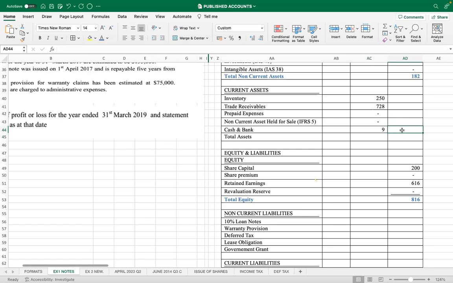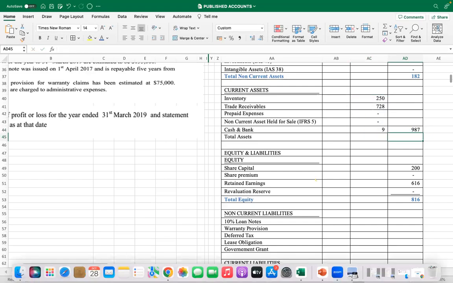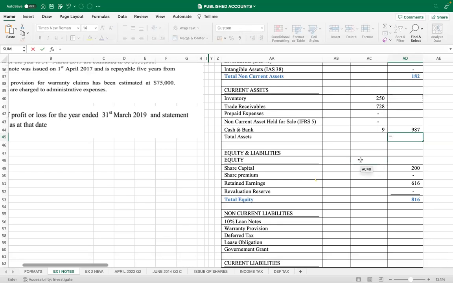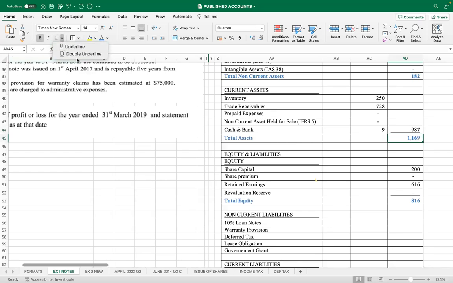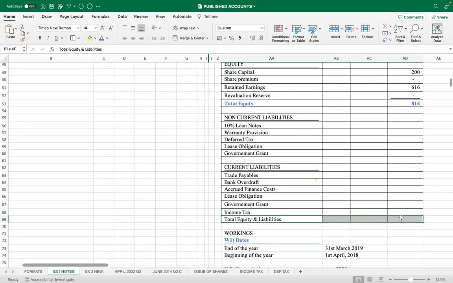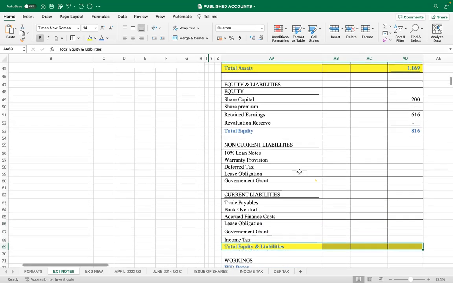So what is our total current assets? Total current assets is 987. So when you take non-current assets plus current assets, what you get is total assets. So total assets is given there. Total assets must be equal to total liabilities and equity. So let's go to non-current liabilities.